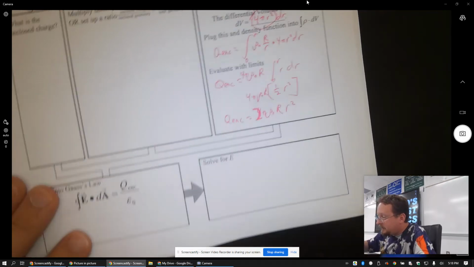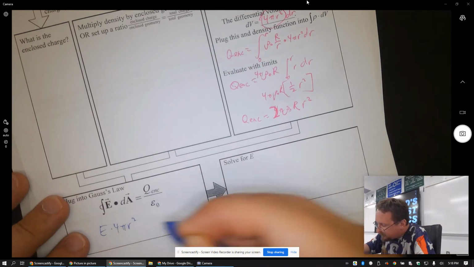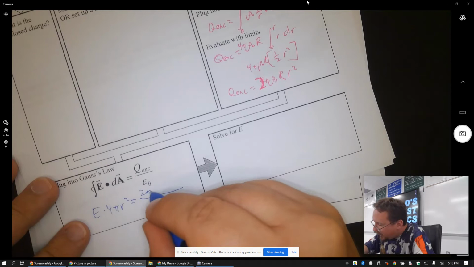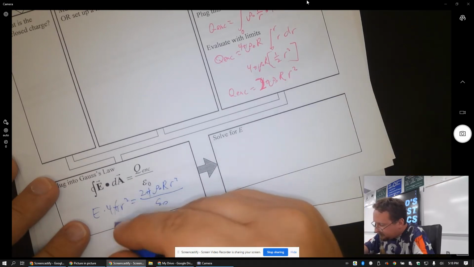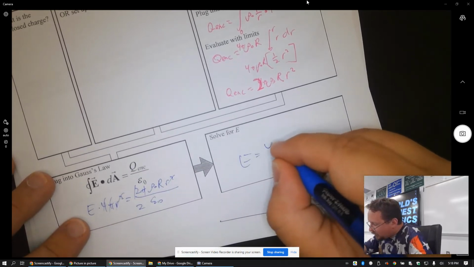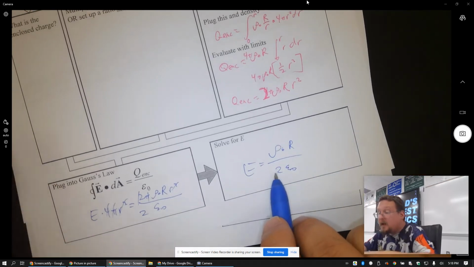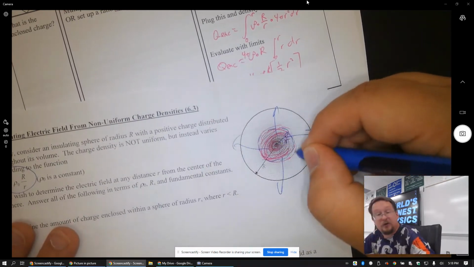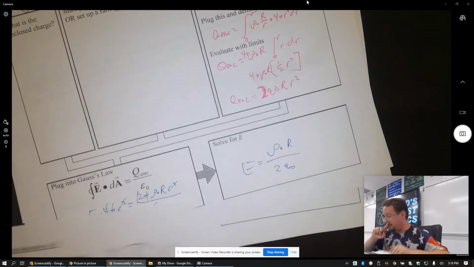All right, so plug it all in. What's the left-hand side? E times 4 pi r squared. What's the right-hand side? Q enclosed, 2 pi rho naught R little r squared, over epsilon naught, and then you can reduce that all day long, and that's your electric field. Electric field is rho naught R over 2 epsilon naught. It's not a uniform electric field because the direction is different, but it's a uniform strength electric field. So the electric field actually has the same strength everywhere. Isn't that funny?